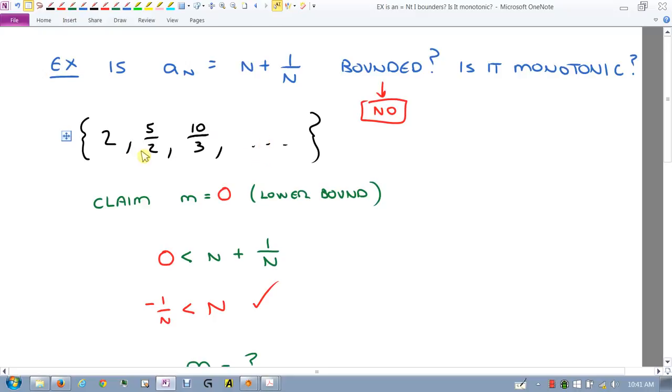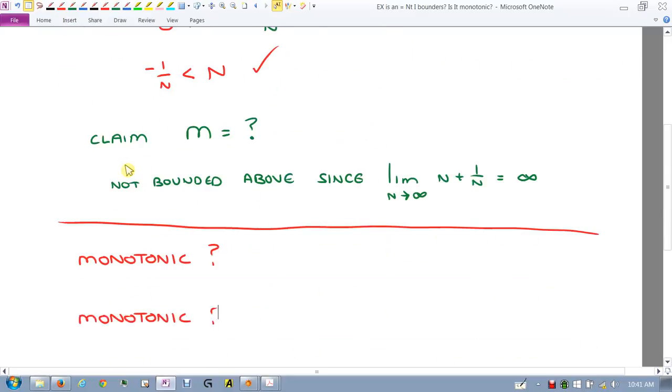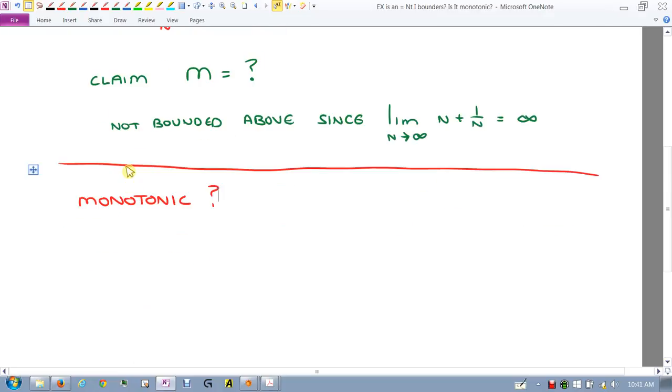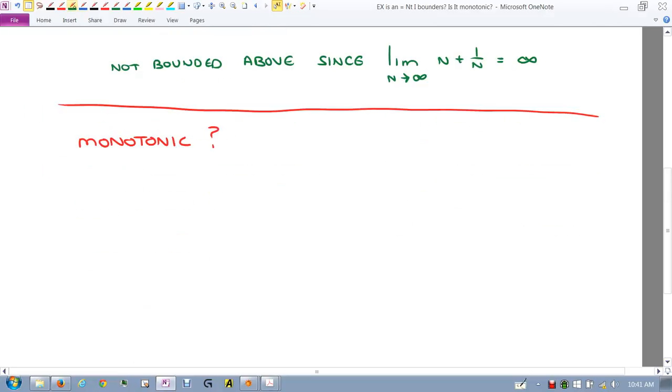Increasing, you can just tell. 2, and the next one is like 2.5, and the next one is like 3.3. So it looks like this is getting bigger and bigger, right? But you have to show it algebraically, and that's the part of this that can be a little messy. My claim is that it is increasing.